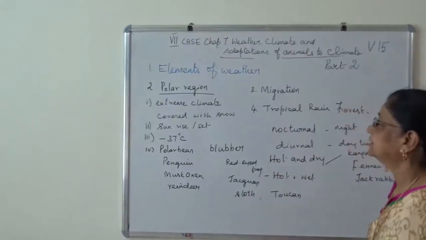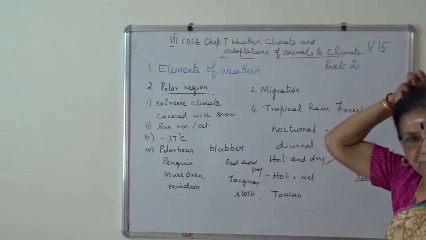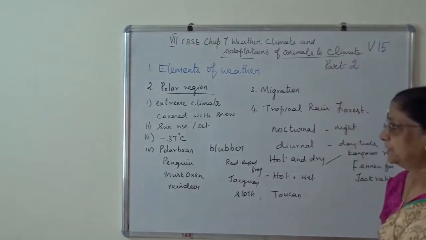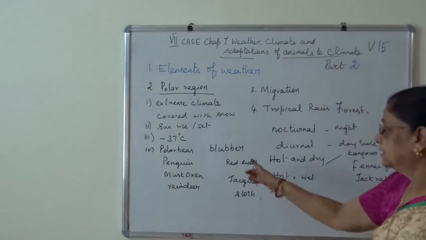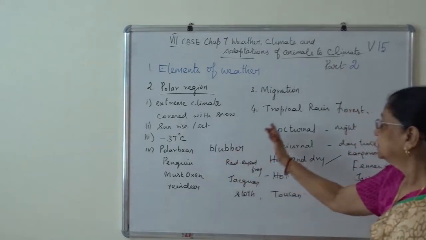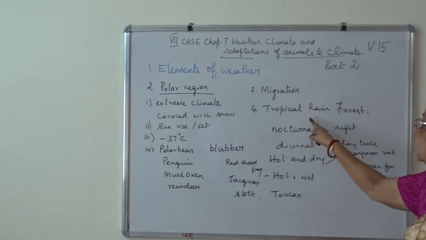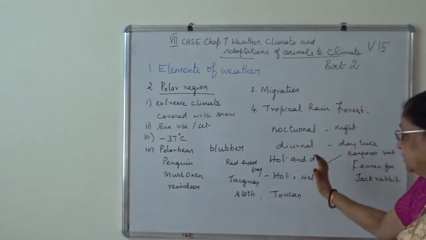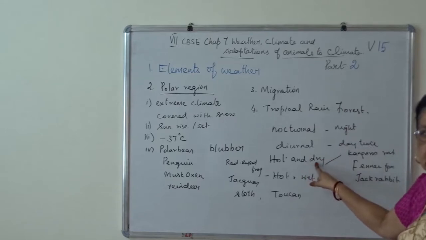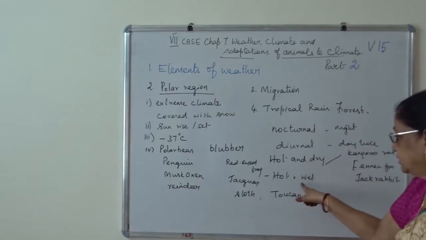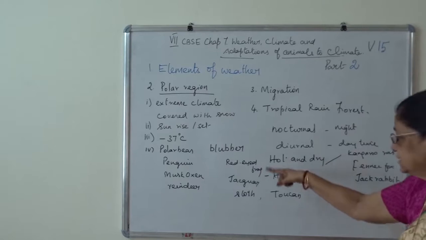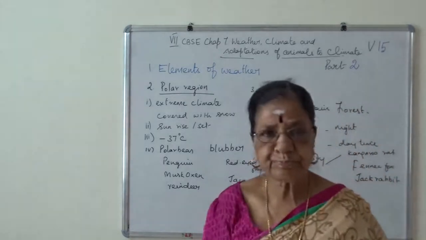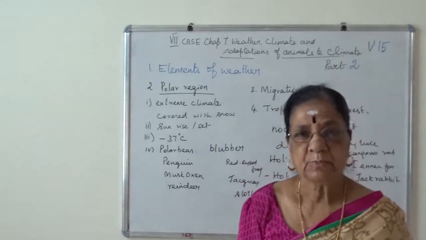So here, in this video session 15, we have done adaptations of animals to climate: polar region, then migration, then tropical region. In the tropical region, we have learned hot and dry climate and hot and wet climate. These are the animals and the adaptations we have seen. I hope you have understood.